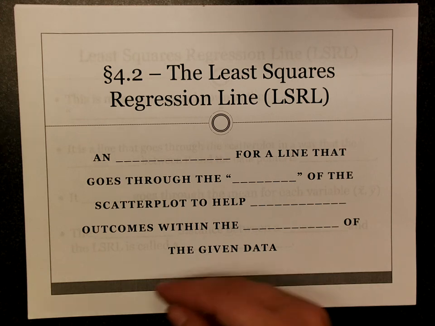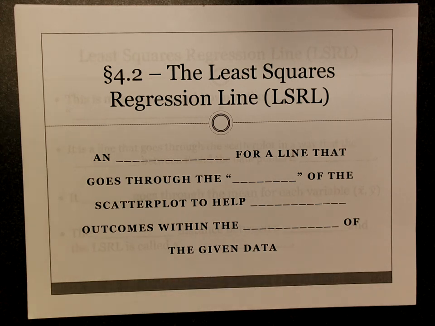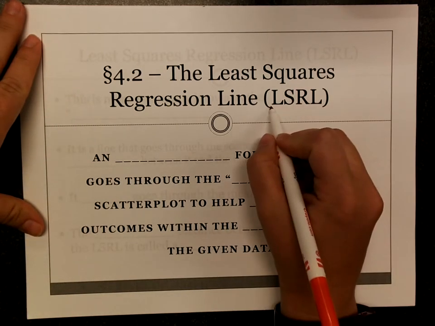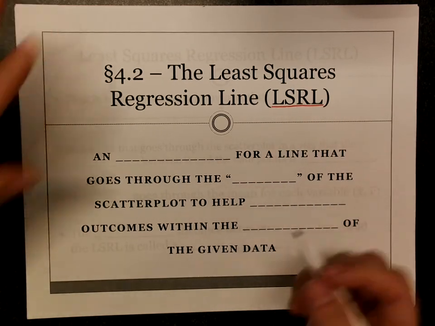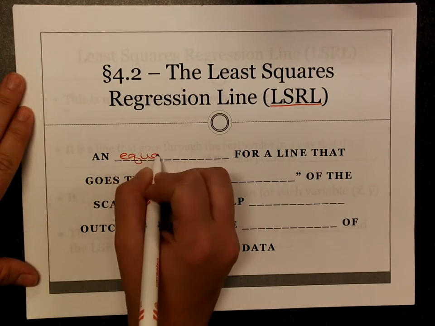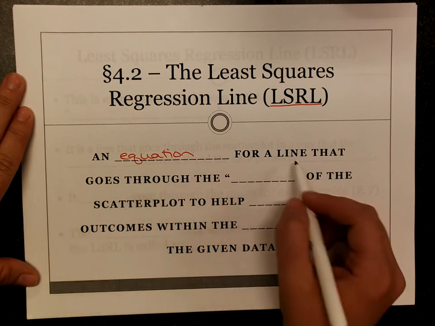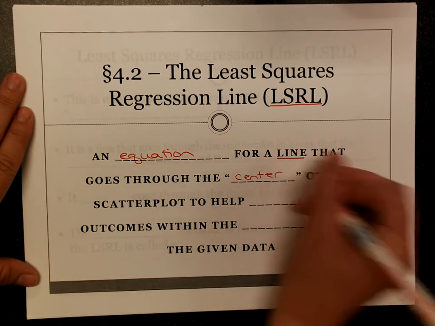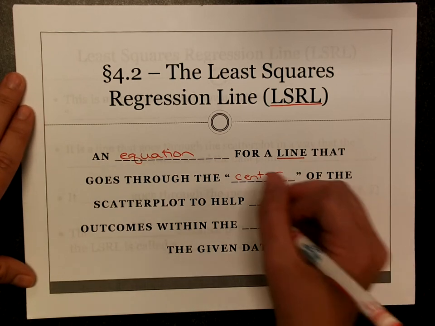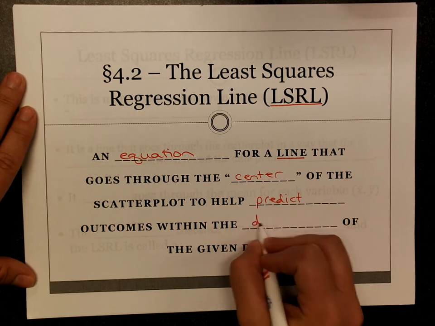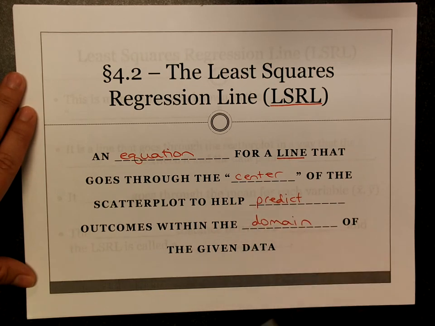This is section 4.2 on the least squares regression line, which is a mouthful. I usually call it the LSRL. And this whole section is about an equation for a line that goes through what we call the center of the scatter plot. And this helps us predict outcomes within the domain of the given data.